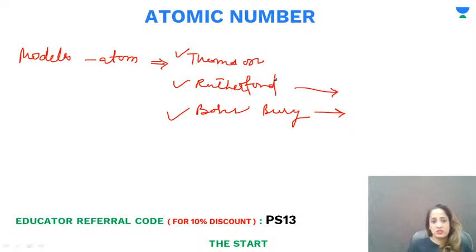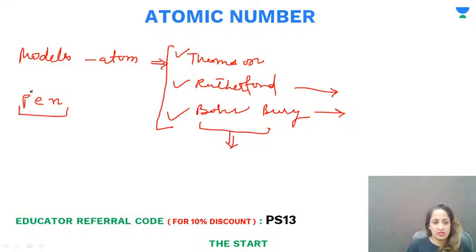So what is the relation of these models with today's lecture? Now we know, as per Rutherford and as per Bohr-Bury, we have protons, electrons and neutrons. These are subatomic particles. Protons are positive, electrons are negative, and neutrons are neutral. They don't have any charge on them.